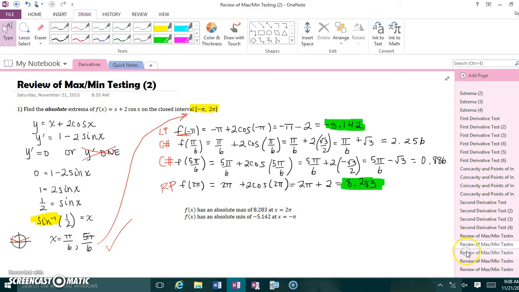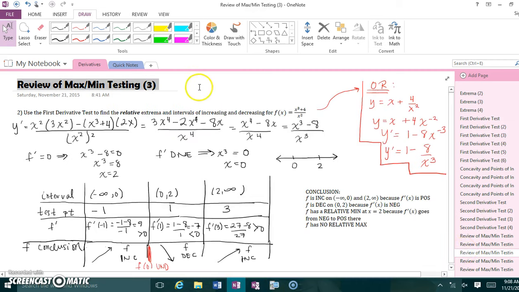Okay, next one is here, so check your work. Hopefully you got the same thing as me. I'm using the first derivative test. Now make sure you look very, very carefully here because my original function does not exist when x equals 0. And I'm going to show you a graph of that because some of you might get confused with what I say at the end.